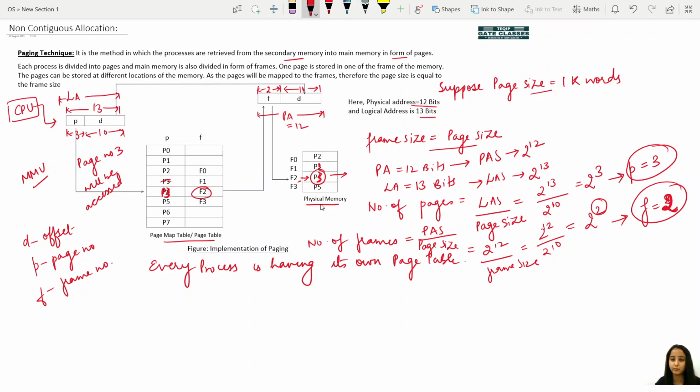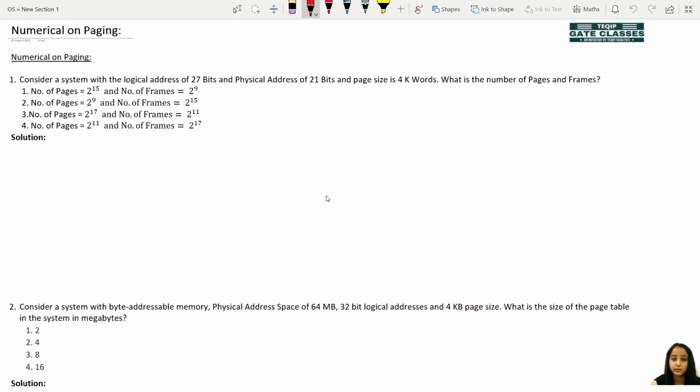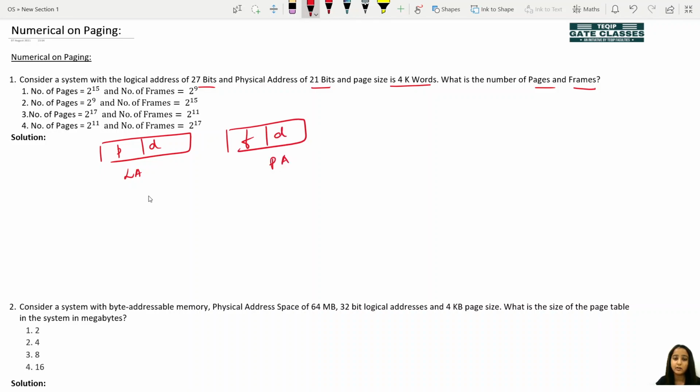Okay, let's practice some numericals based on paging. So here, the first numerical is: consider a system with logical address of 27 bits, physical address of 21 bits, page size is given as 4K words. It is asked to find out the number of pages and number of frames. Let us write this PD if I am talking about logical address, and this is FD if I am talking about physical address.